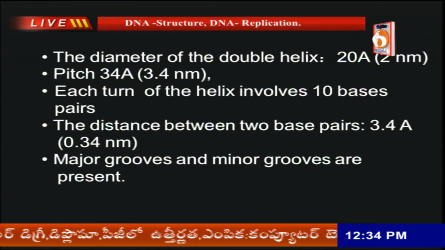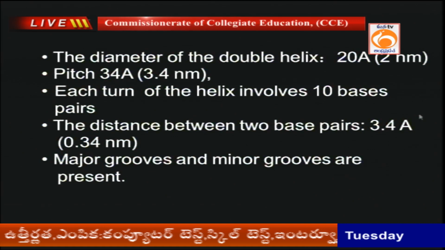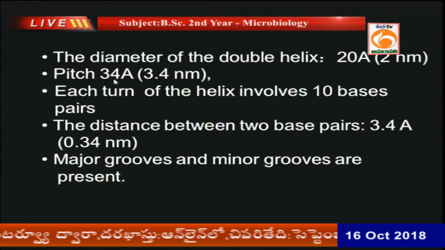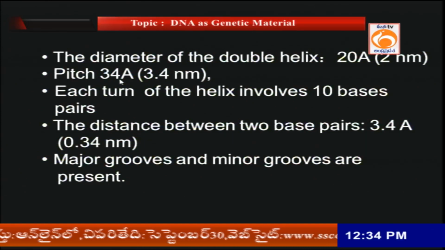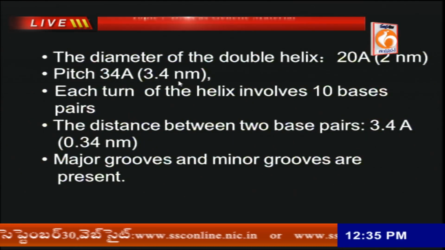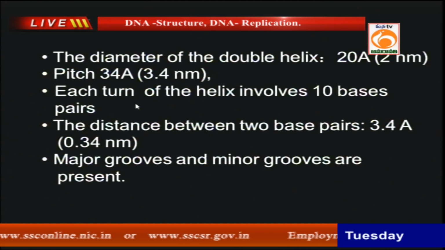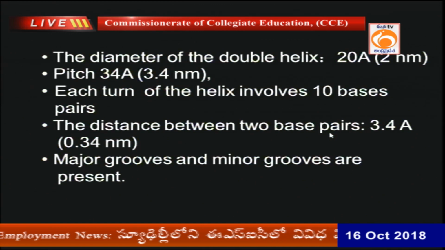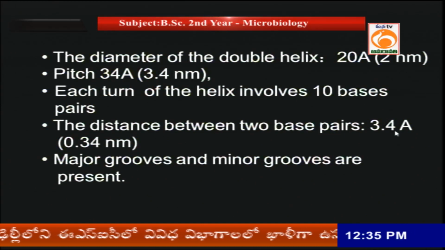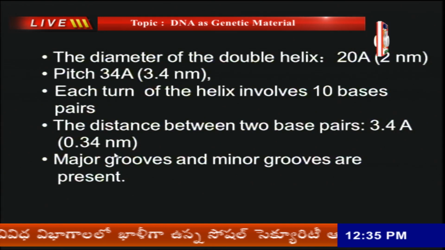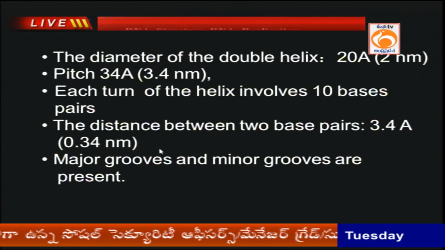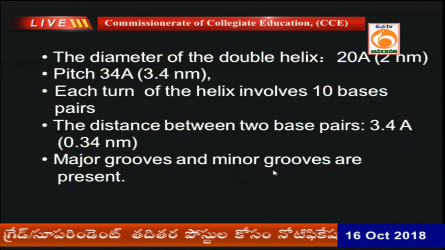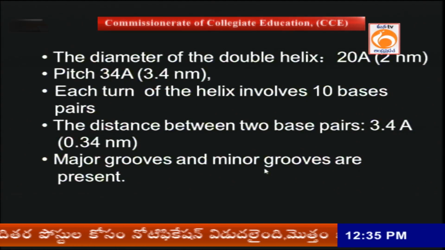These are other properties of the double helix. Diameter is 20 angstrom, equal to 2 nanometer. It has a pitch, that means the length of the helix to complete one turn, of 34 angstrom, that means 3.4 nanometer, and there are 10 base pairs per each turn of the helix. The distance between each base pair is 3.4 angstrom, equal to 0.34 nanometer, and the helix has major and minor grooves which are formed as a consequence of the arrangement of bases.